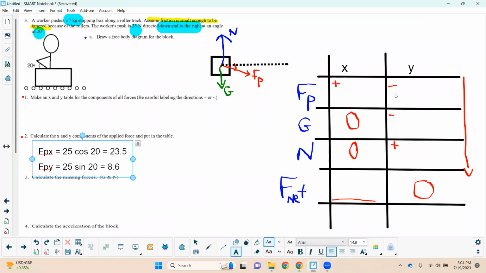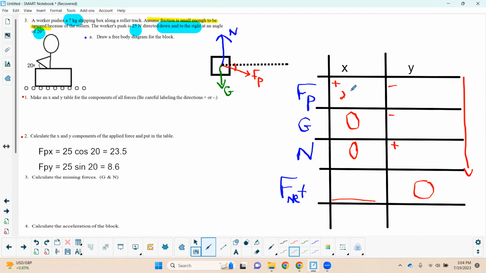All right. So we already have the plus and minus there, so I just have to put the numbers in. So we'll write them in. This is 23.5, and this one is 8.6. So we're in pretty good shape. We got the first one, the person's force.